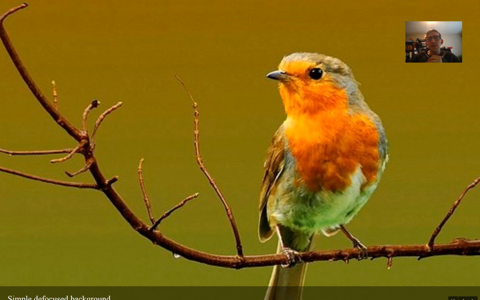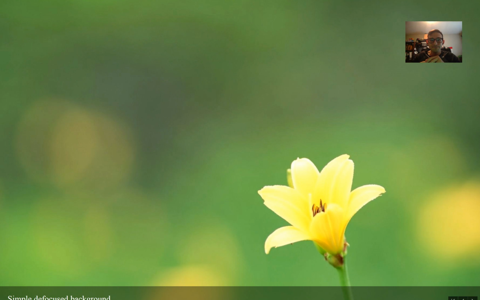Another way to simplify your image is using a defocused background. So in this image, the bird is directly in focus and the background is completely out of focus. It gives you a nice, simple image. Another example of a defocused background. Your eye is drawn directly to the flower. And if you're looking at this, what other techniques are being used? The rule of thirds.